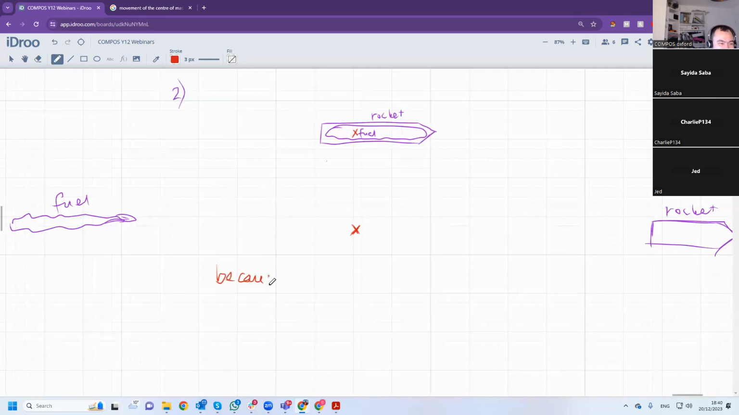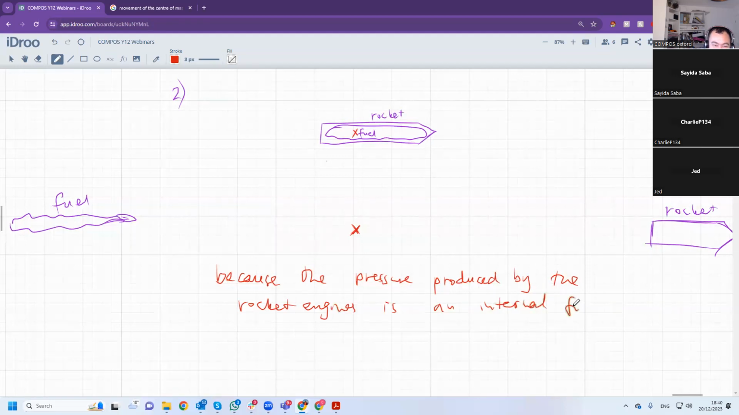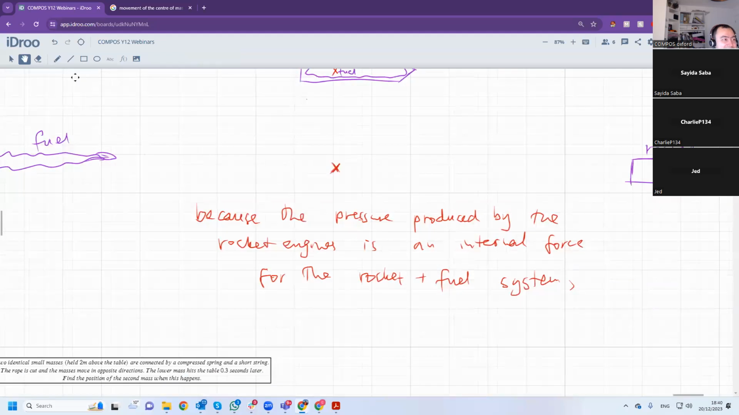Because the pressure produced by the rocket engines is an internal force for the rocket plus fuel system, the center of mass cannot change.